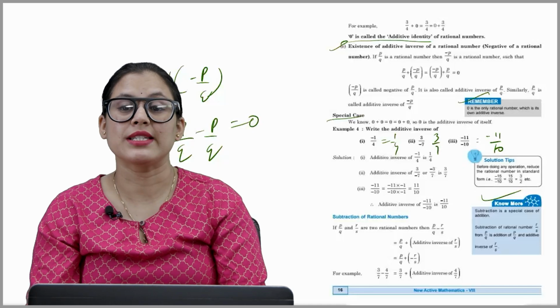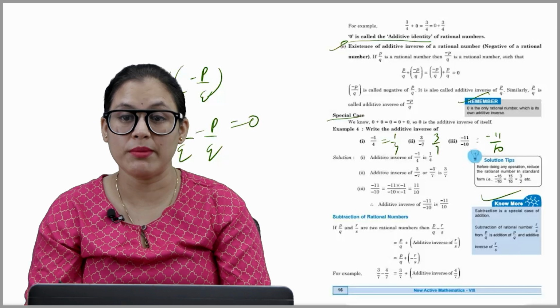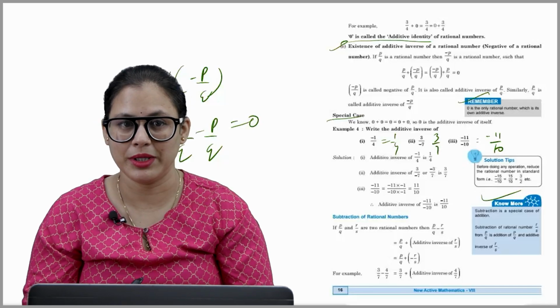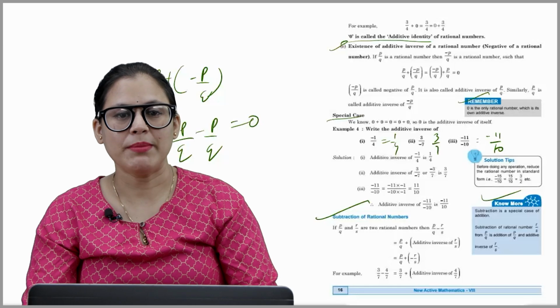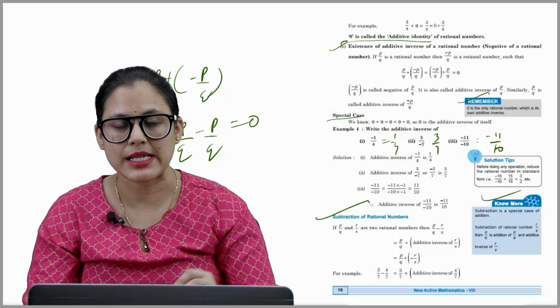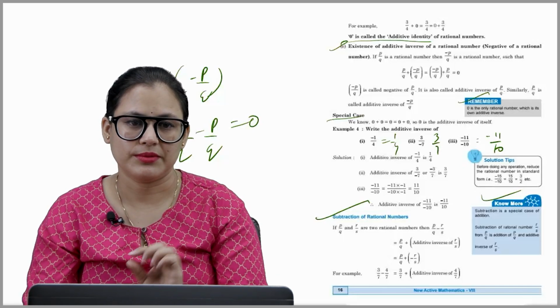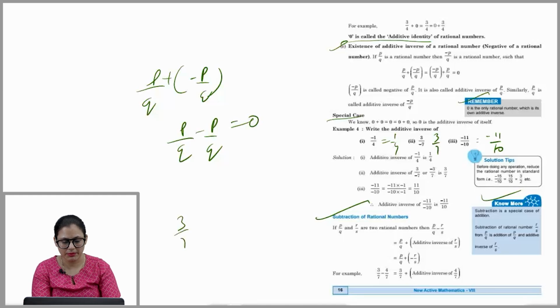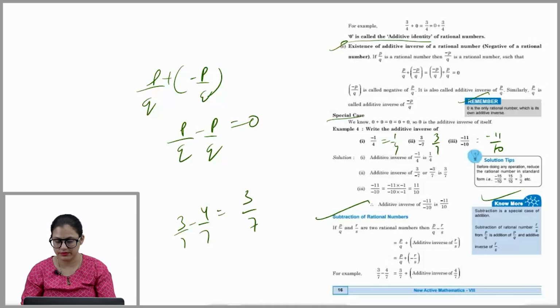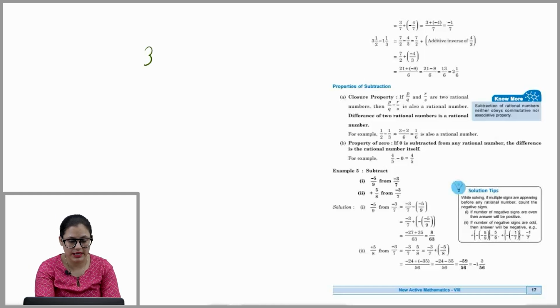Now, subtraction is a special case of addition. Subtraction of a rational number r by s from p by q is the addition of p by q and the additive inverse of r by s. Subtraction of rational numbers: if p by q and r by s are two rational numbers, then p by q minus r by s is equal to p by q plus the additive inverse of r by s, which is p by q plus in bracket minus r by s. For example, 3 by 7 minus 4 by 7 is equal to 3 by 7 plus the additive inverse of 4 by 7, right? 3 by 7 plus in bracket minus 4 by 7 is what? 3 plus minus 4 by 7 is equal to minus 1 by 7.